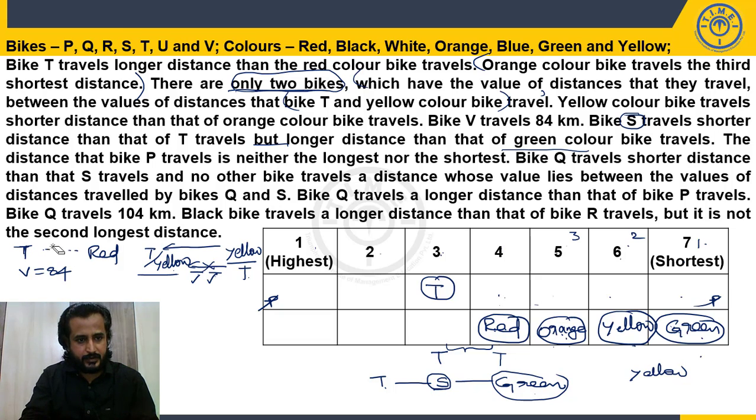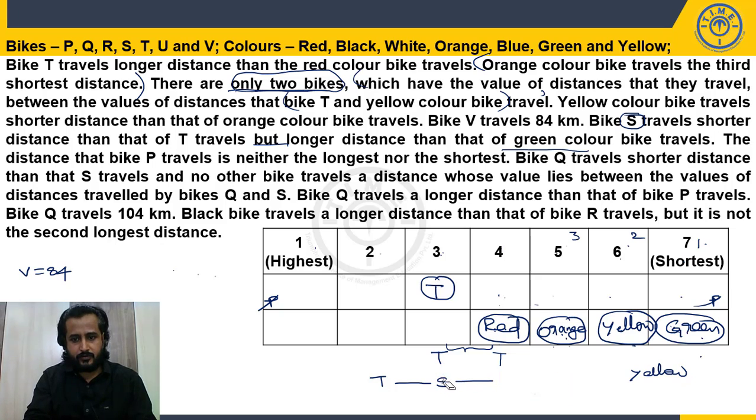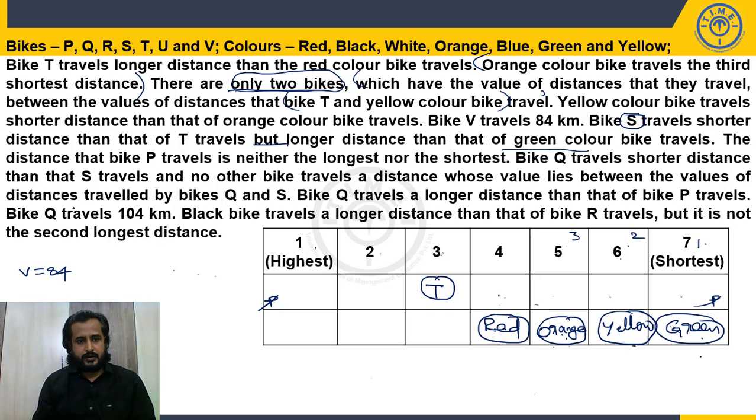T red is placed. Yes. T yellow is also placed. S green is also placed in the arrangement. S is not placed, but green is placed. Now see, one point we need to remember: T is before S. T is before S.